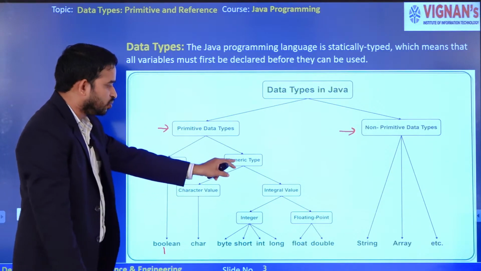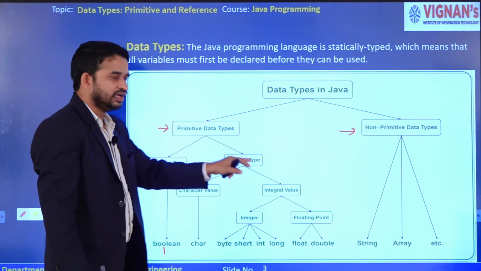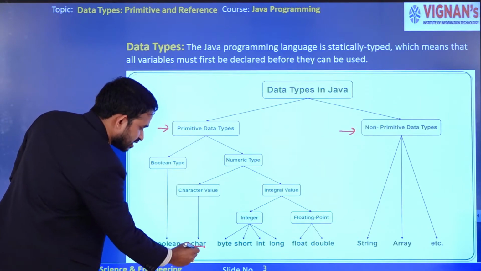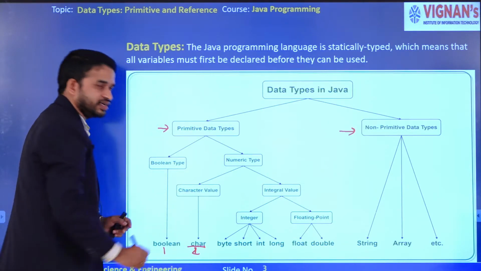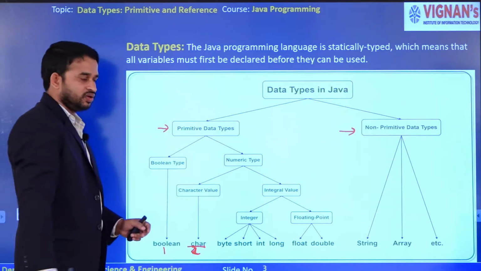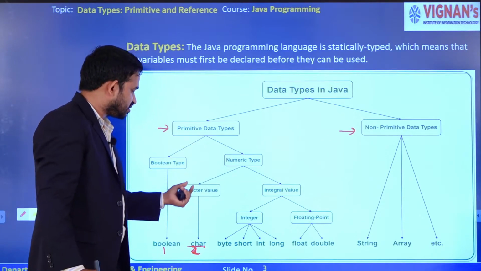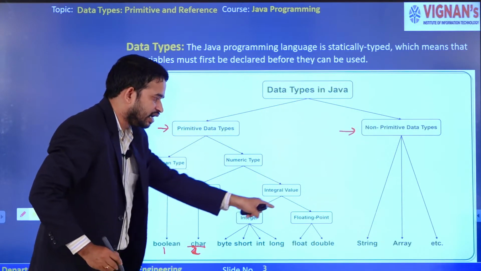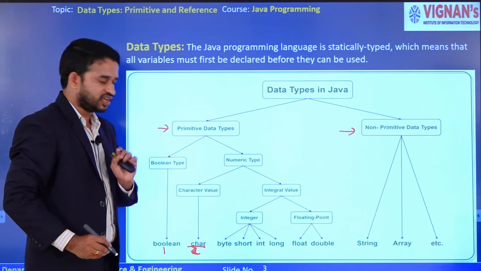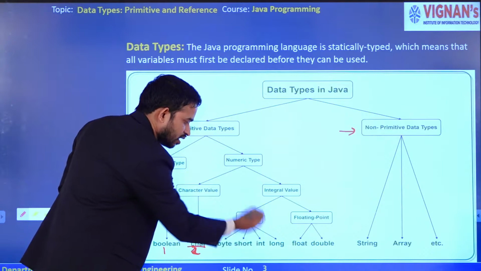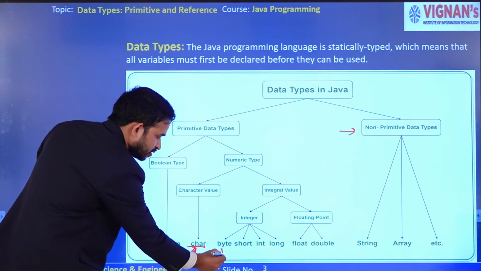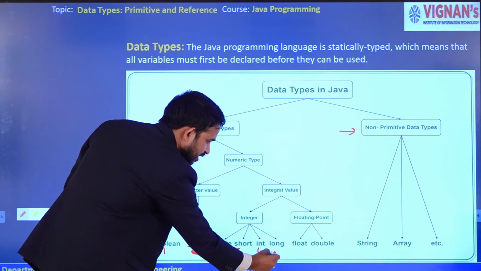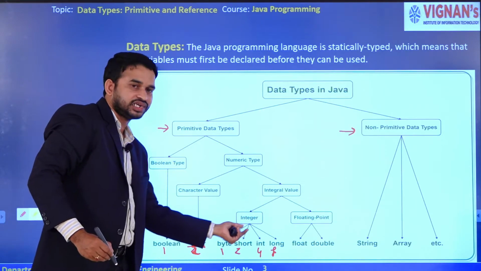The next one is numeric type, which is again classified into character value and integral value. The character type has a size of 2 bytes. The second one is integral value, which is classified into integer and floating point. Under integer, we have 4 types: byte, short, int, long. The size of byte is 1 byte, short is 2 bytes, int is 4 bytes, and long is 8 bytes. These are the sizes of each data type in integer.